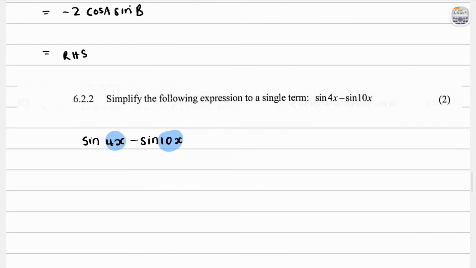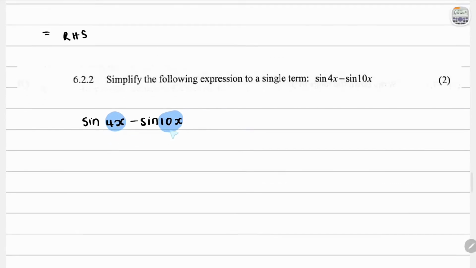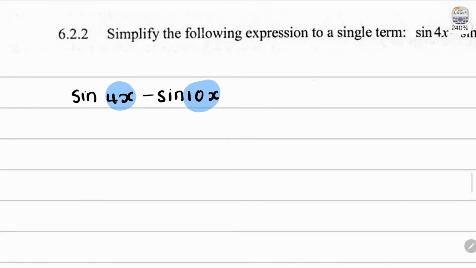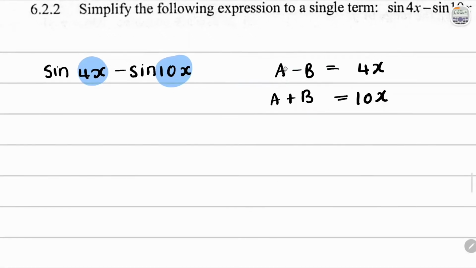Okay, so we need to find a way to express 4x and 10x as a minus b and a plus b. Okay, so you see the addition of the one that is bigger will definitely be the a plus b. So something plus another thing should give you 10x, and something minus another thing should give you 4x. But they should be using the same numbers, like a should be the same and b should be the same.